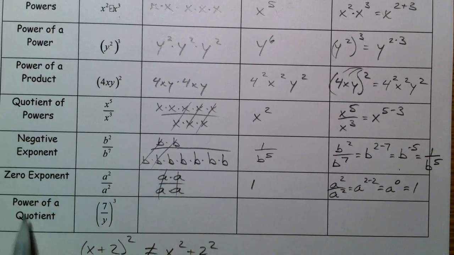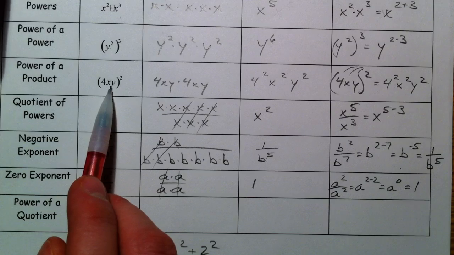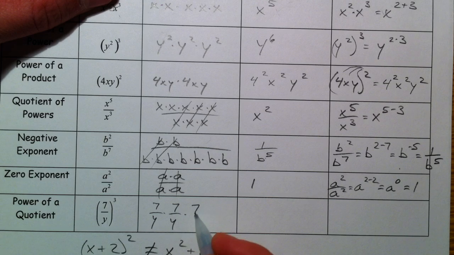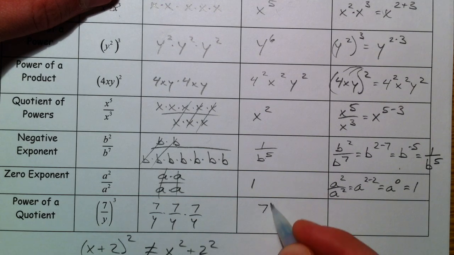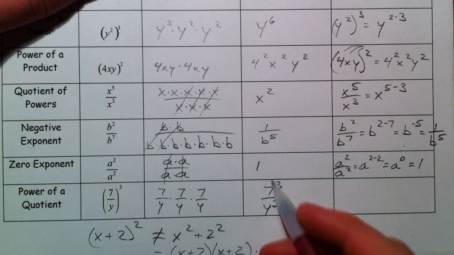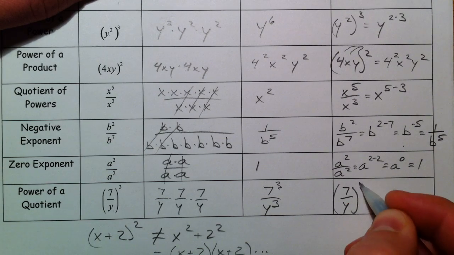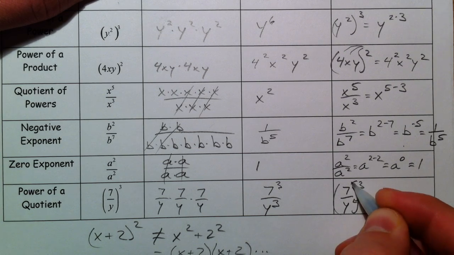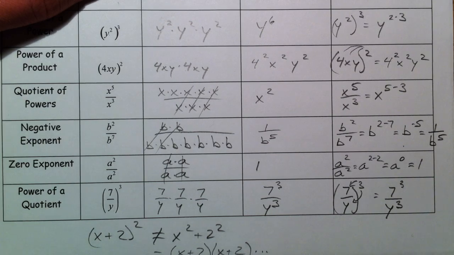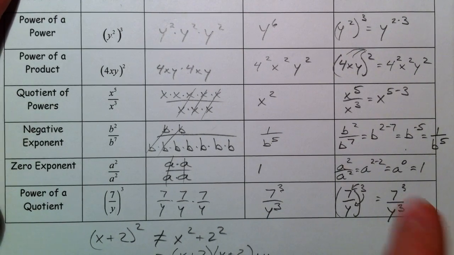And then lastly, the power of a quotient. It's kind of like the power of a product, but where you have 7 over y times 7 over y times 7 over y. So that's 7 cubed over y cubed. And if you wanted to, you could actually figure out what 7 cubed is. But the 7 over y cubed, the cubed goes to both parts. And that is the rule, the definition. And so that's what I wanted to do there.